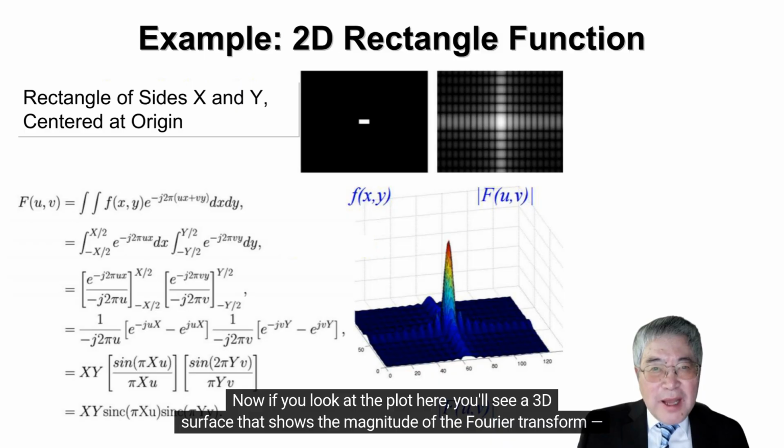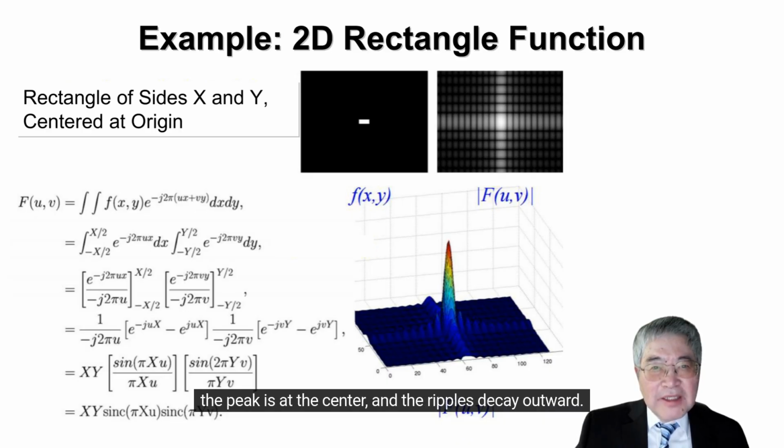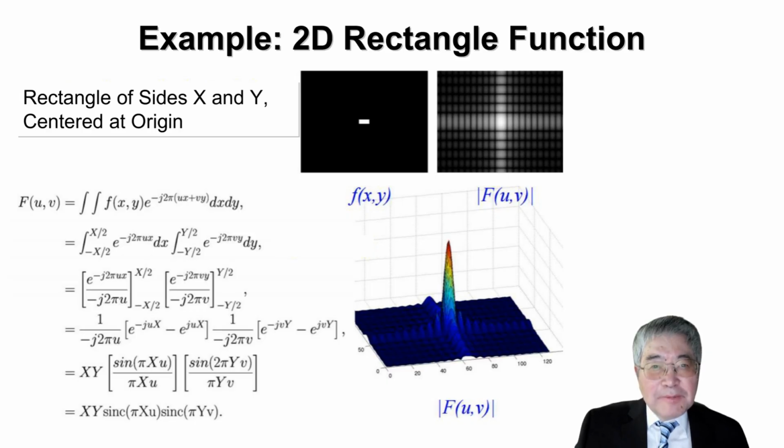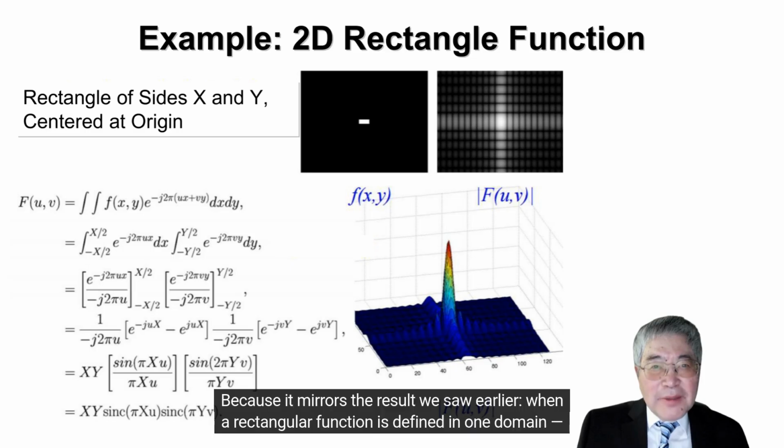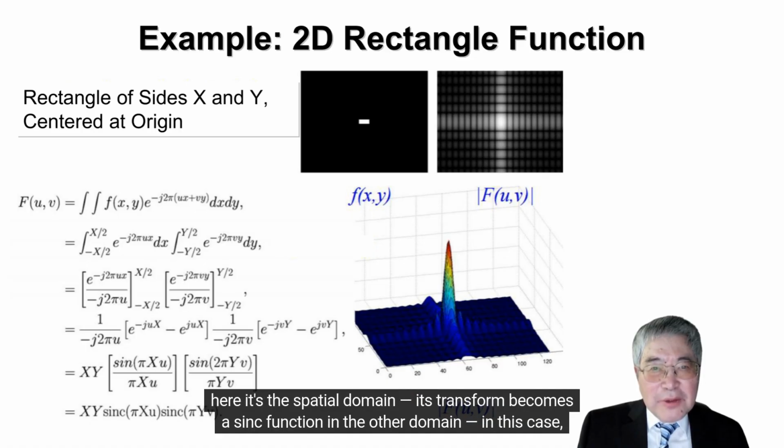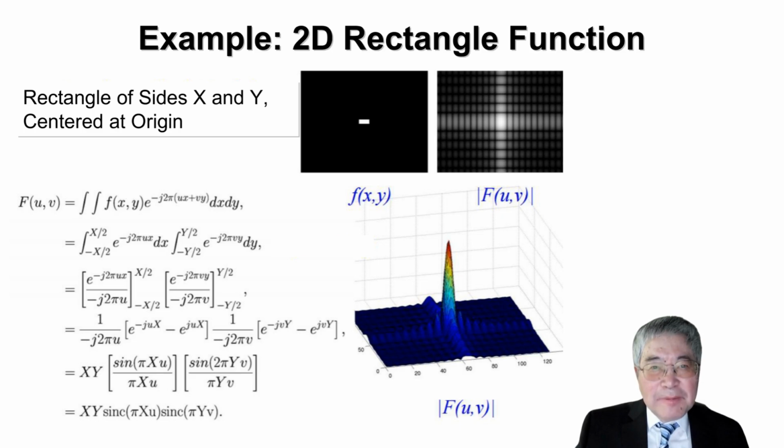Now, if you look at the plot here, you'll see a 3D surface that shows the magnitude of the Fourier transform. The peak is at the center, and the ripples decay outward. That shape comes directly from the sinc functions. Why are we showing this? Because it mirrors the result we saw earlier. When a rectangular function is defined in one domain, here it's the spatial domain, its transform becomes a sinc function in the other domain, in this case the frequency domain.